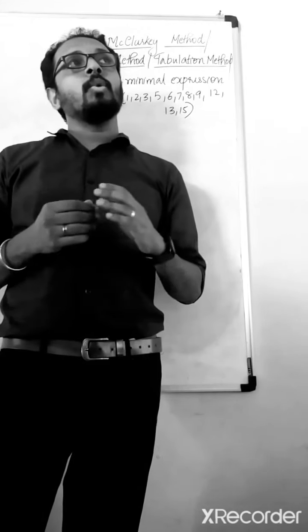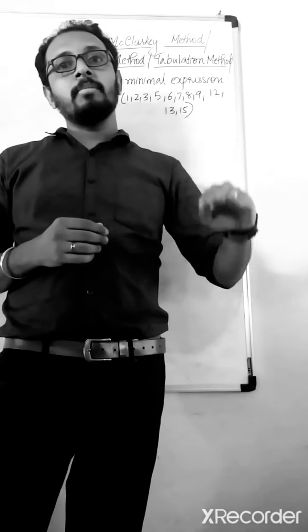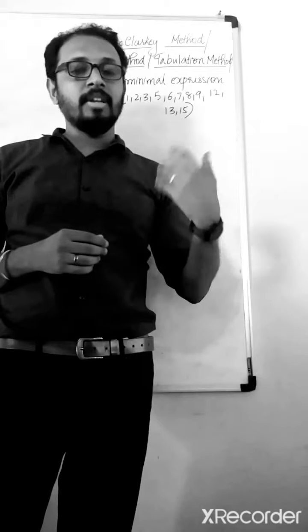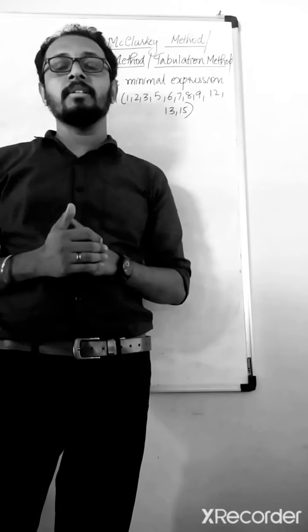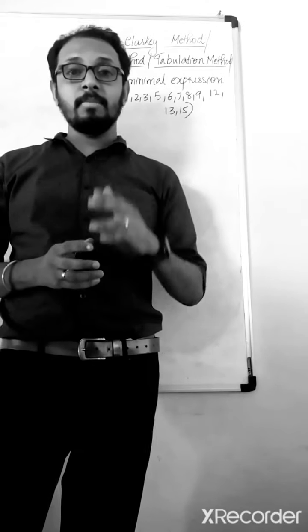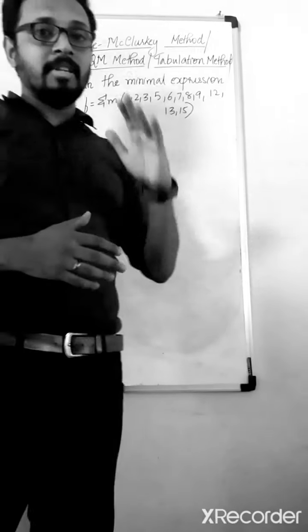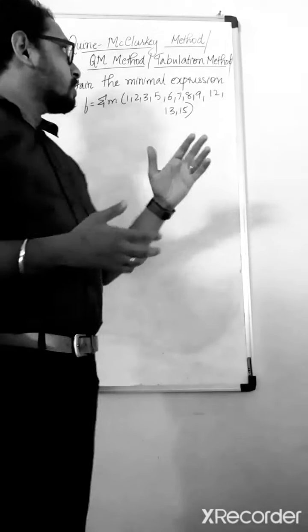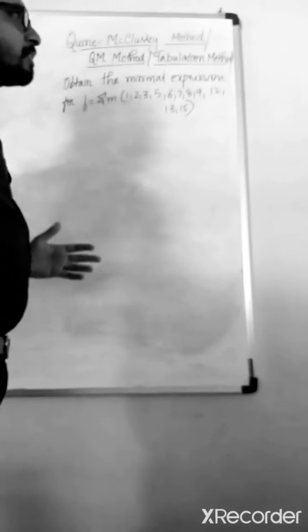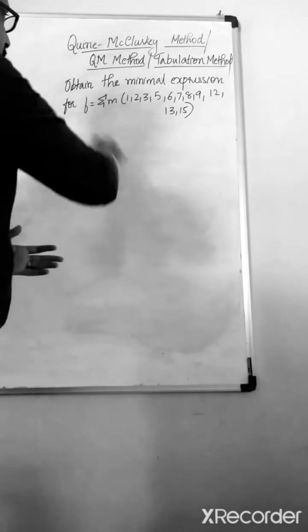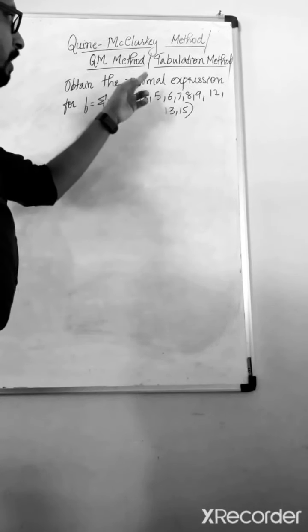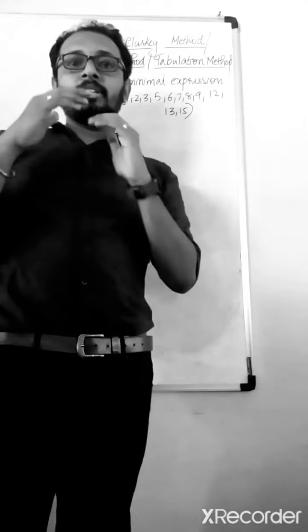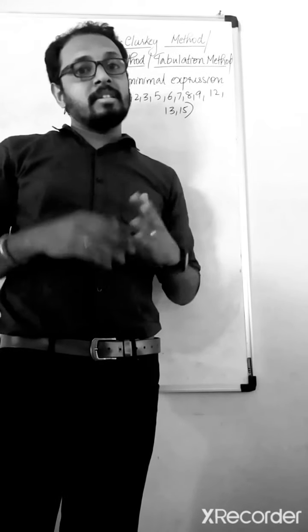If the number of variables is more than 6, we need a systematic method of solving the expressions, and the QM method, or Quinn-McCluskey method, is such a method. Any type of question can be asked, for example: obtain the minimal expression for f equal to sigma m 1, 2, 3, 5, 6, 7, 8, 9, 12, 13, 15. It's a bit complex question, but it's interesting.